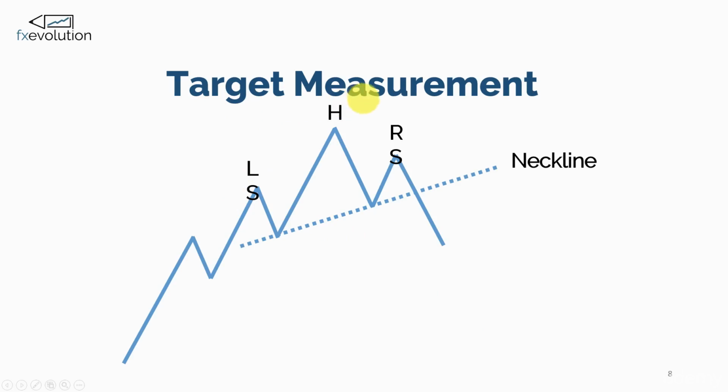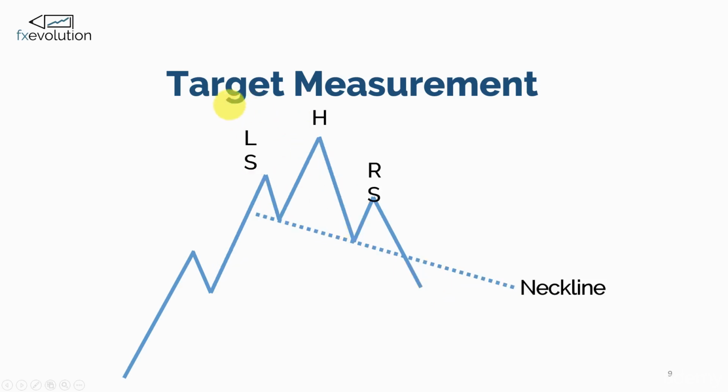So let's now take a look at a target measurement on a sloping neckline, head and shoulders. So we can again measure between the head and the neckline and then project the break to the target level of this distance. For a target measurement of this sloping head and shoulders, we'd be looking from the head to the neckline, and again when it breaks through, this is our distance.